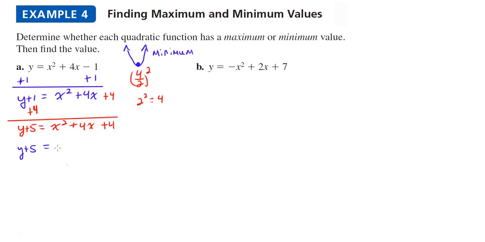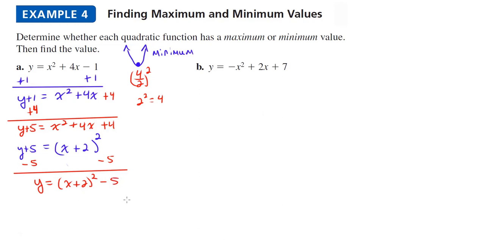Everything's positive, so it's going to be an a plus b squared. X squared comes from x, and this 4 comes from 2. So x plus 2 squared. Now to finish putting this into vertex form, we need to take this plus 5 and move it back over. So we're going to subtract 5 from both sides. And that gives us the equation y equals x plus 2 squared minus 5.